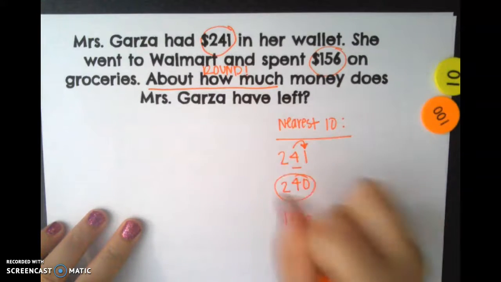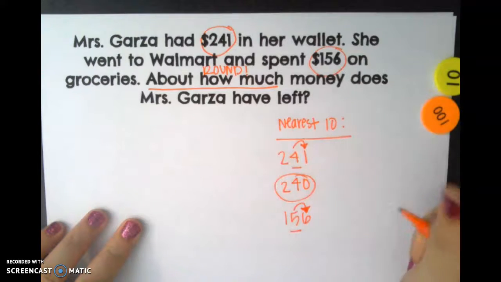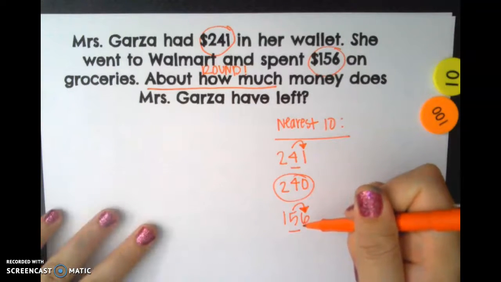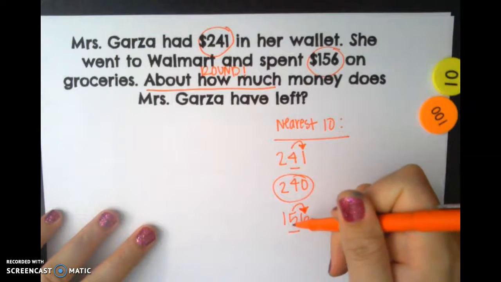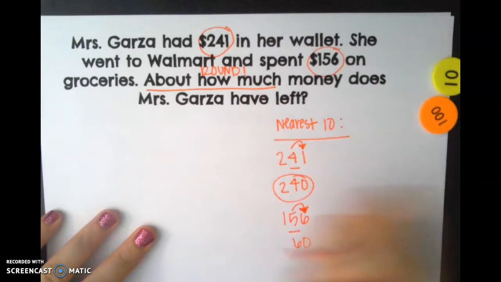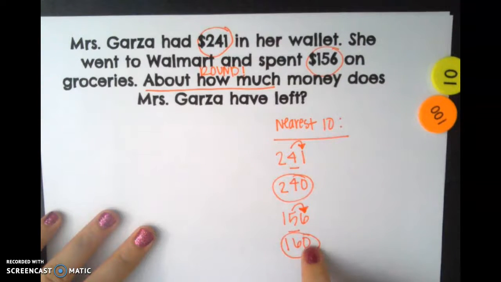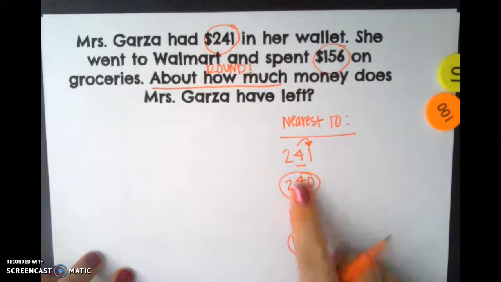156. Going to underline my tens place. Look at the ones place. 4 or less, let it rest. 5 or more, up the score. 6 is going to be 5 or more. So the 5 has to do some work. It's going to move up to a 6. The 6 becomes a 0, and my 100 stays the same. 156 rounds to 160. Now, I can do something with this.